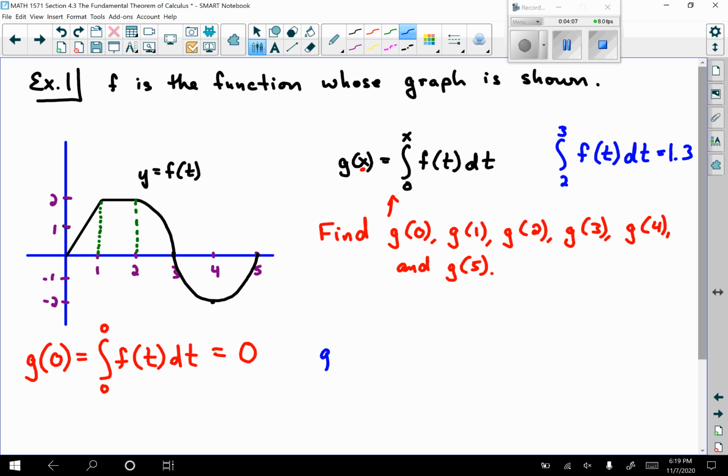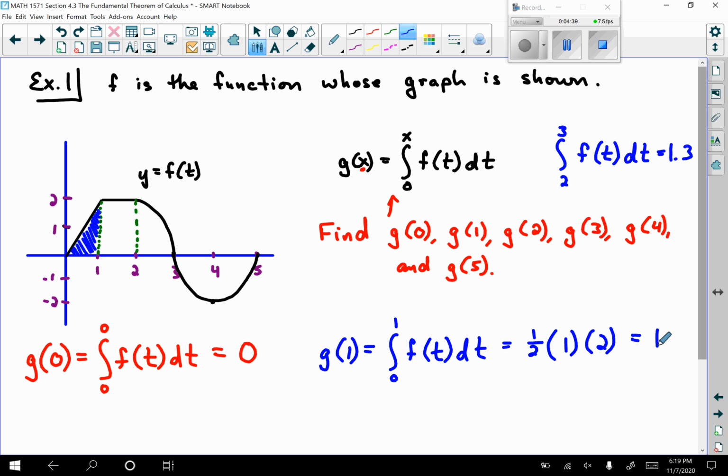Next, we're going to find g of 1. So g of 1 is the integral from 0 to 1 of f of t dt. Well, according to the graph, since we don't actually have a function, we use area. So if you notice, because I have a line segment here, this creates a nice triangle. So to figure out this integral, I'm just going to use the area of the triangle that's shaded here. So that's going to become 1/2. Our base of the triangle is 1, and our height is 2. So this integral is equal to 1.